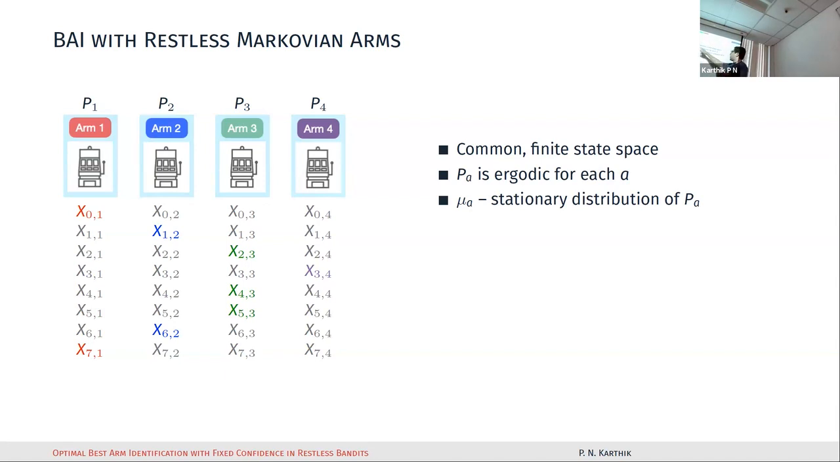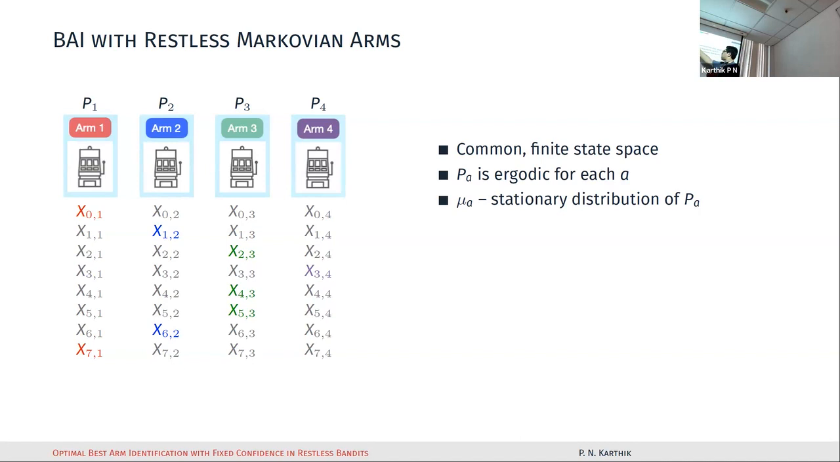And then we assume that the instance, whatever I have denoted as mu1, mu2, mu3, mu4 in the IID case, here is given by transition probability matrices P1, P2, P3, P4. So each arm has its own transition probability matrix. It's a finite dimensional square matrix. If there are S states in the state space, each of those matrices is an S cross S matrix. The arms are still independent of each other.